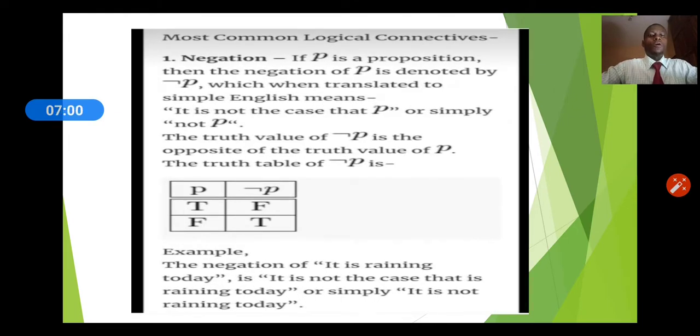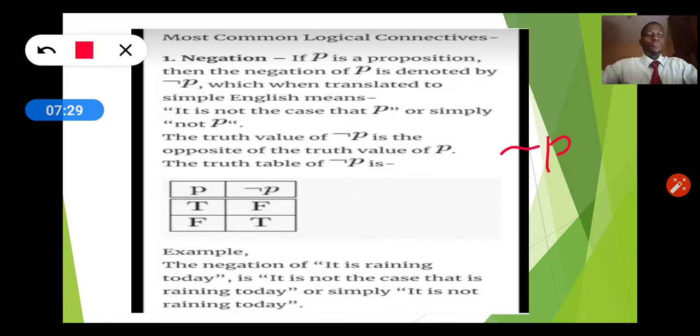Quickly, the common ones, we're going to treat the ones that are required for this level so that we don't get out of the scope of this class. Number one, negation. Negation is a connective. If P is a proposition, then the negation of P is denoted by a symbol placed before P, looking something like this. When I put that symbol beside a letter, it means I'm negating the statement.